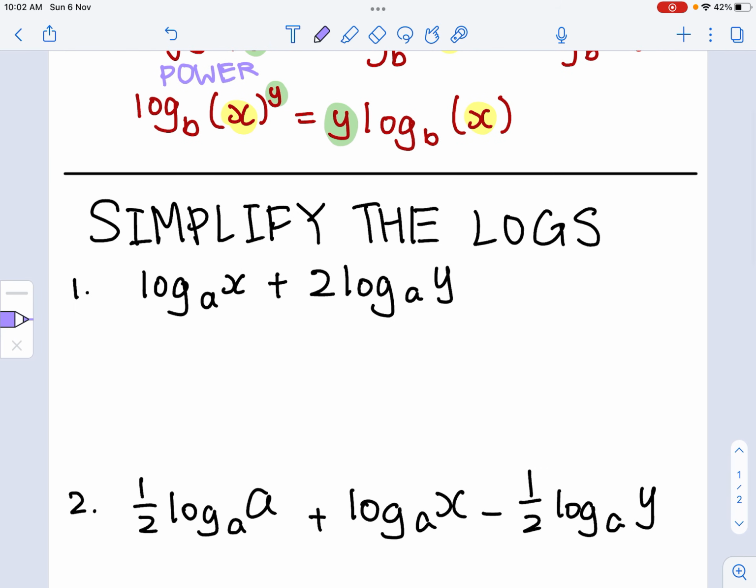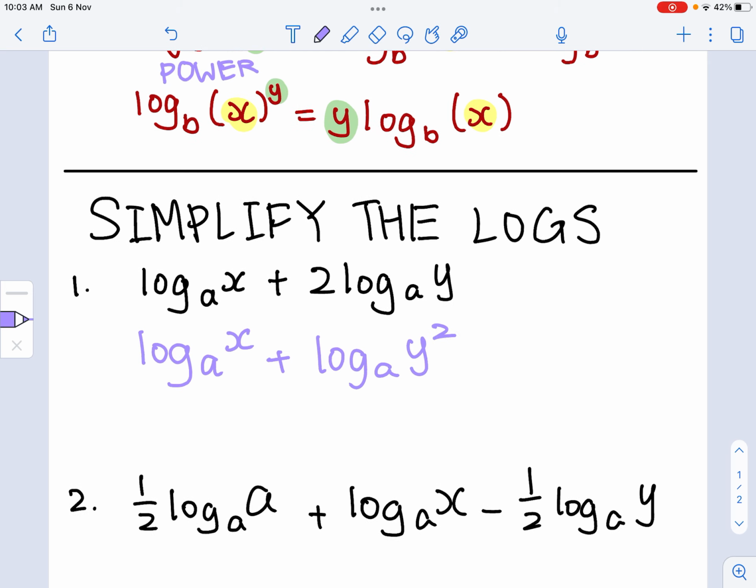We have log a x. For now, let's just leave it there, log a x, plus we have the 2 here. That means it is the power property, and we want to move that 2 into the power of y. So log a of y to the power of 2. Now, are we simplified yet? No, because we want to make that into a single log.